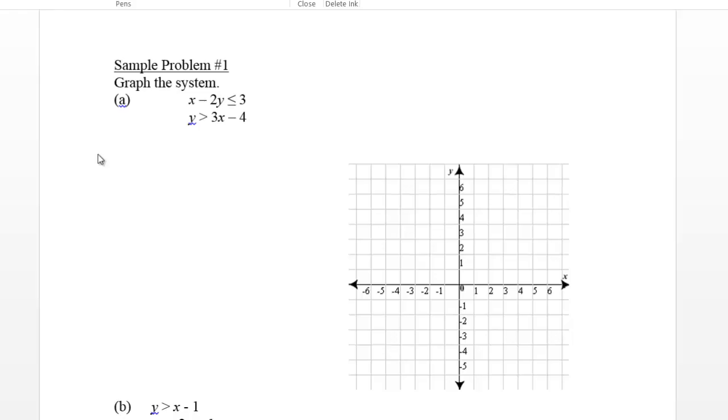For this video, we'll simply demonstrate two examples of graphing a system of inequalities. So if you haven't worked sample problem 1 part A and B, I'm going to ask you to go ahead and stop the video at this time and try to work these two first, and then come back and take a look at the given solution.